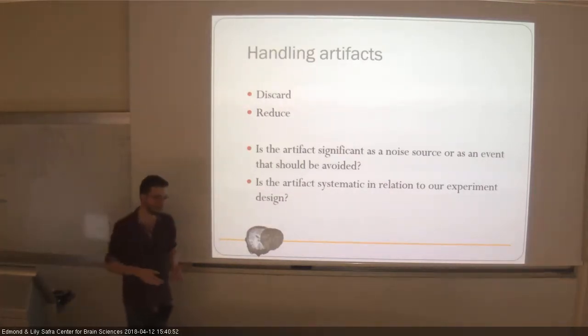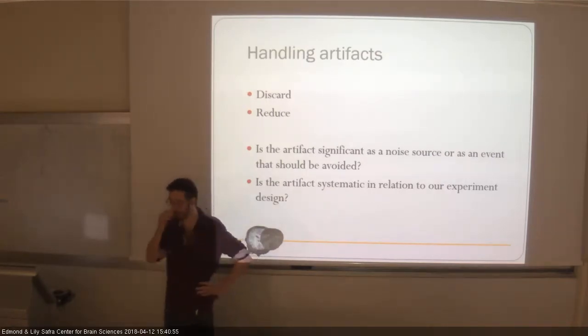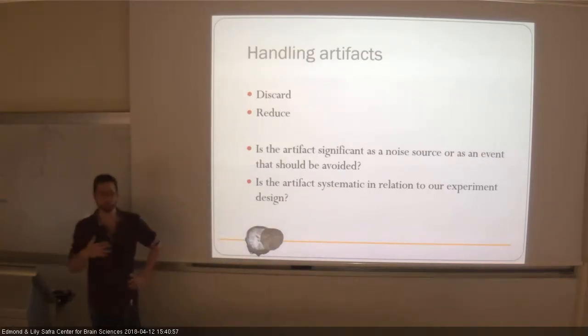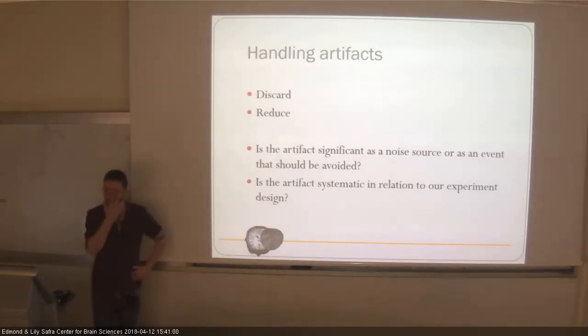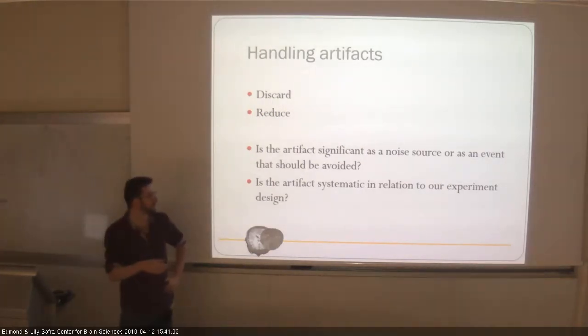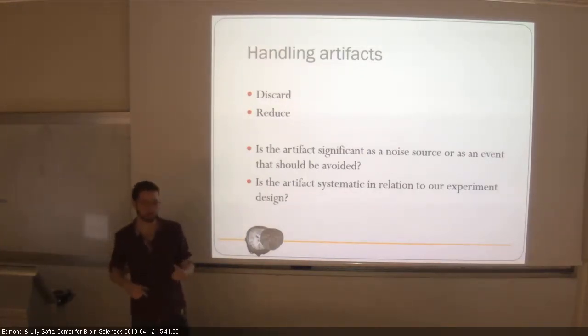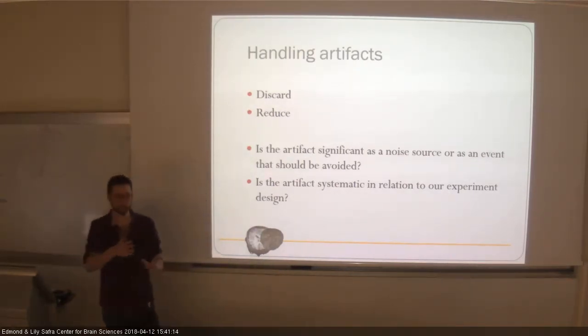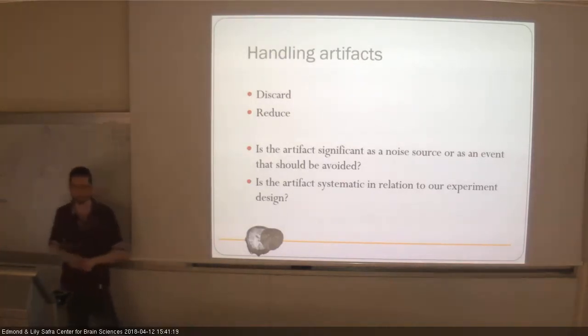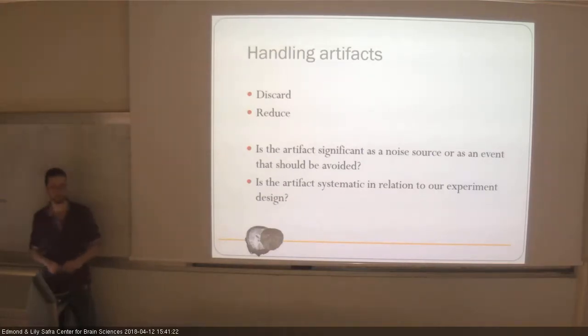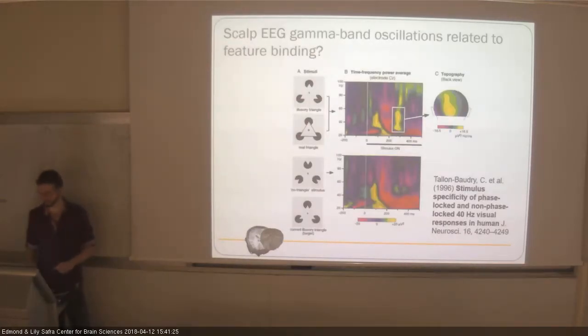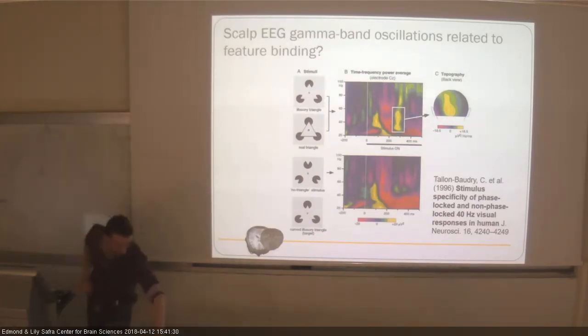So in this case, if you have any reason to suspect that the artifact is systematic, then of course you still do your best to reduce it, but you also have to explicitly control for it. So I would reduce the artifact, but I would also have to show that explaining my effect through the effect of blinks does not explain my effect. I have to do a control analysis. Is this clear? Should be pretty clear.